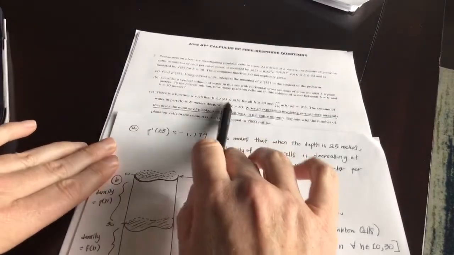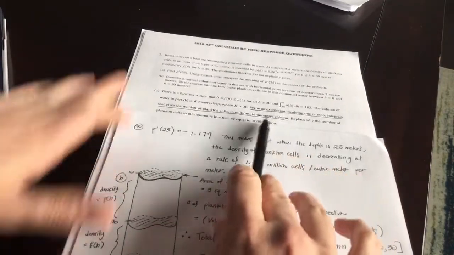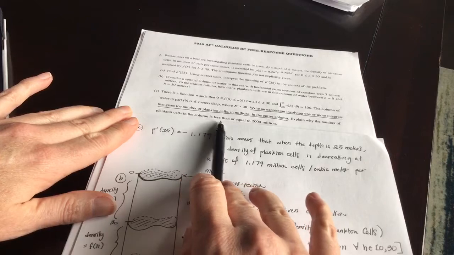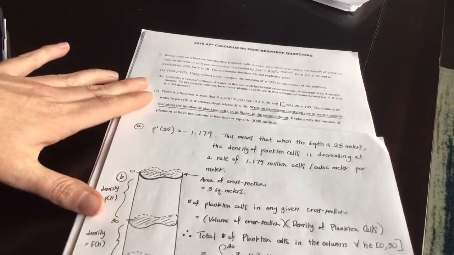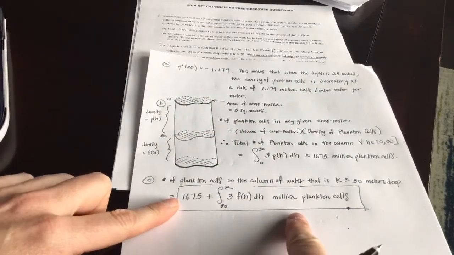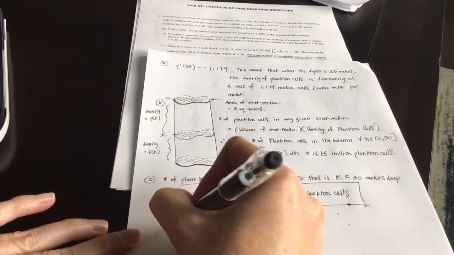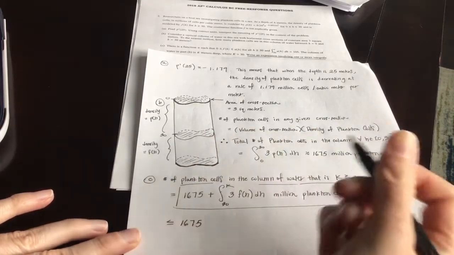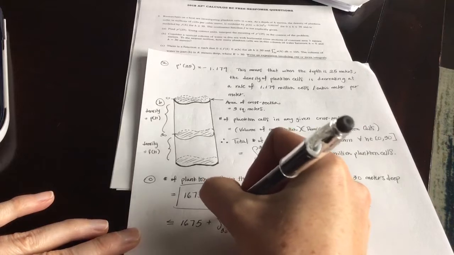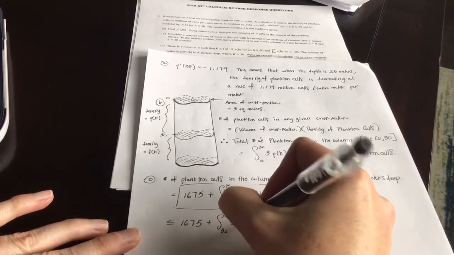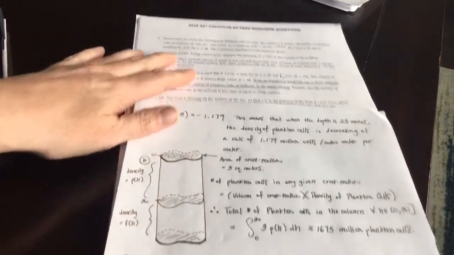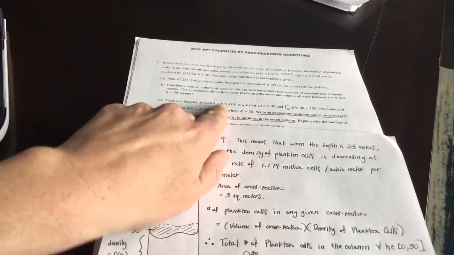Now, the part here with the U of H and all this garbage, that's going to come in handy for the last part. Explain why the number of plankton cells in the column is less than or equal to 2,000 million. So for that part, I'm just going to continue on to this expression, okay? So I'm going to point out that this would be less than or equal to that 1,675 million, plus the integral from 30 to K of 3 times U of H, dH. And why do I feel like that's okay? Because they said U of H is always greater than F of H, and they're both positive.